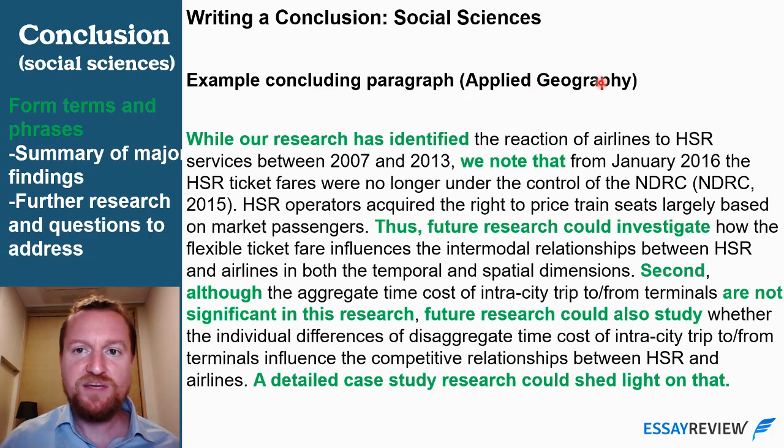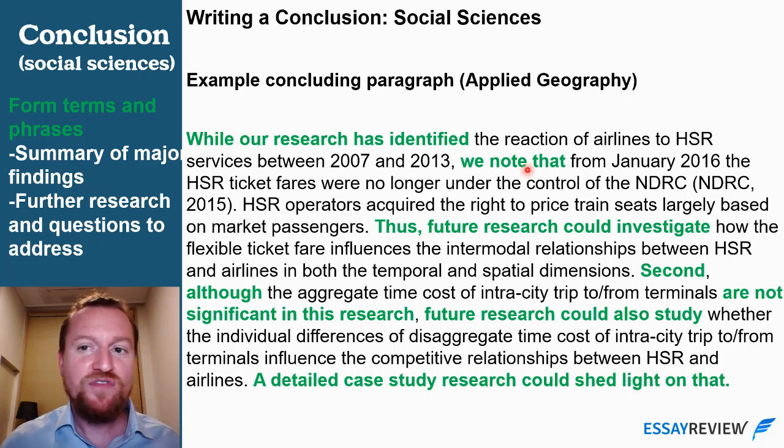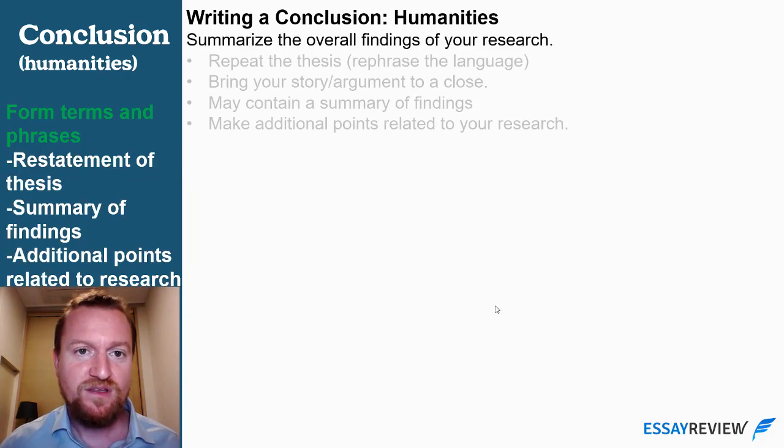Okay, let's look at another example in applied geography. It's looking at the form phrases. While our research has identified X, we note that blah, blah, blah. Thus, our future research could investigate X. Second, although the aggregate time cost of intercity trip from terminals are not significant in this research, future research could also study, so we have future research mentioned again. A detailed case study research could shed light on that. Okay, that's the final sentence.